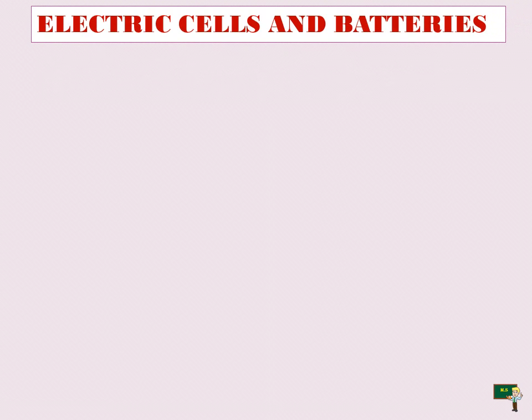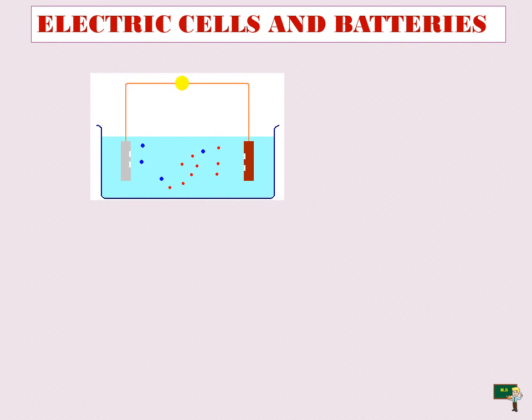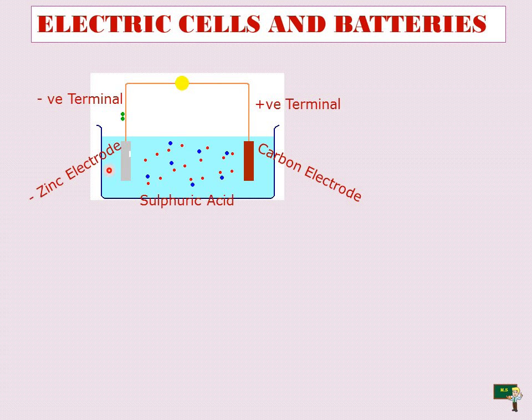Electric cells and battery. What are electric cells? See, an electric cell converts chemical energy into electrical energy. If you see here, we connect two negative and positive terminals, which are made of a zinc electrode for the negative terminal and a carbon electrode for the positive terminal. We submerge these terminals in a sulfuric acid based beaker.